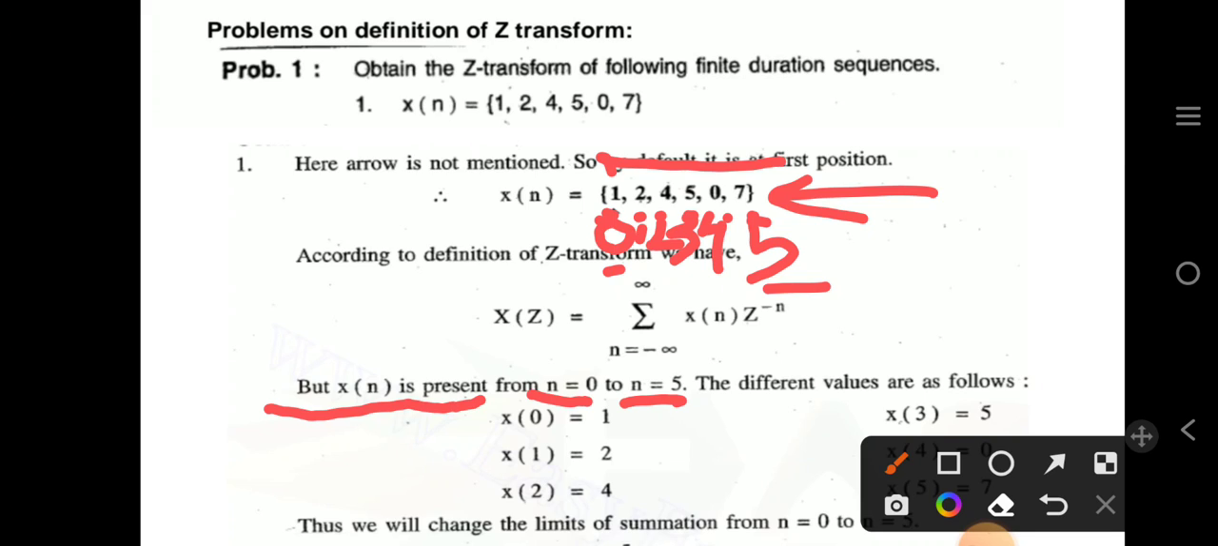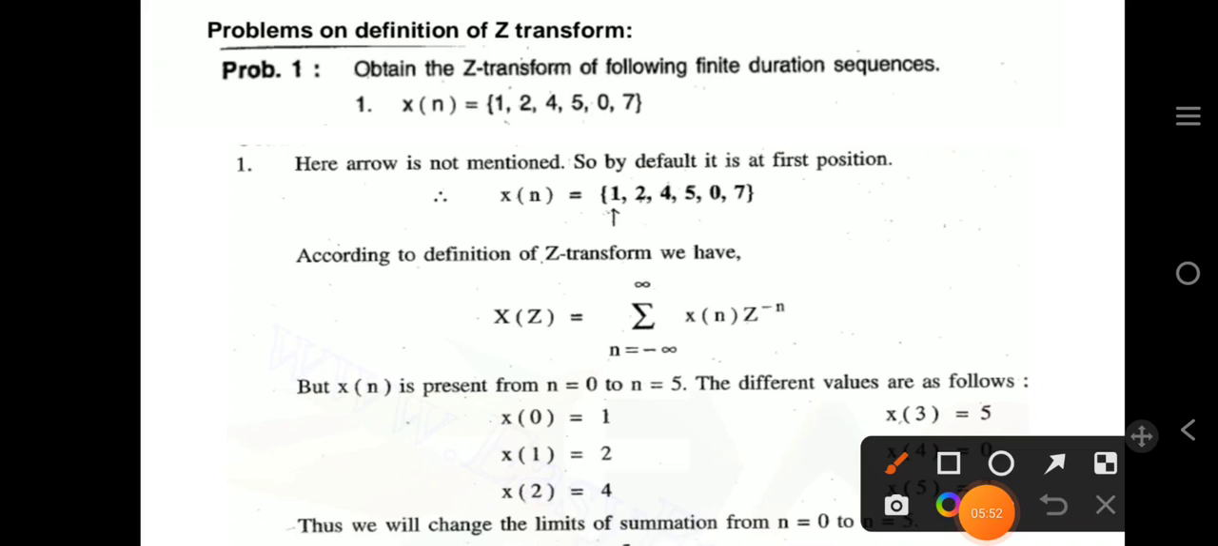The different values are as follows. Okay, so total 0 to 5. So one by one you can write. At x of 0 is equals to 1, means which value? This one. X of 0 is equals to 1. Now x of 1 equals to 2, means this place. X of 1 equals to 2.